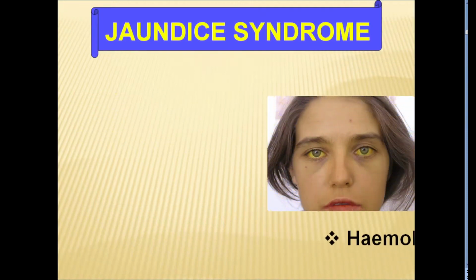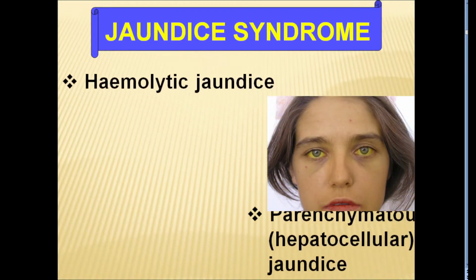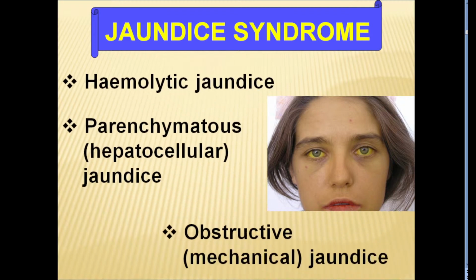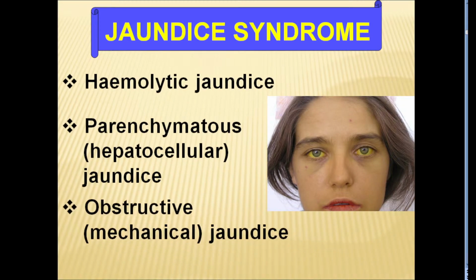Let's start from jaundice. We are talking about jaundice when we see yellowish color of skin and mucosa. It is true jaundice, which appears due to increased level of bilirubin in blood. Clinically and by laboratory, we distinguish three types of jaundice: hemolytic, parenchymatous or hepatocellular, and obstructive or mechanical jaundice.